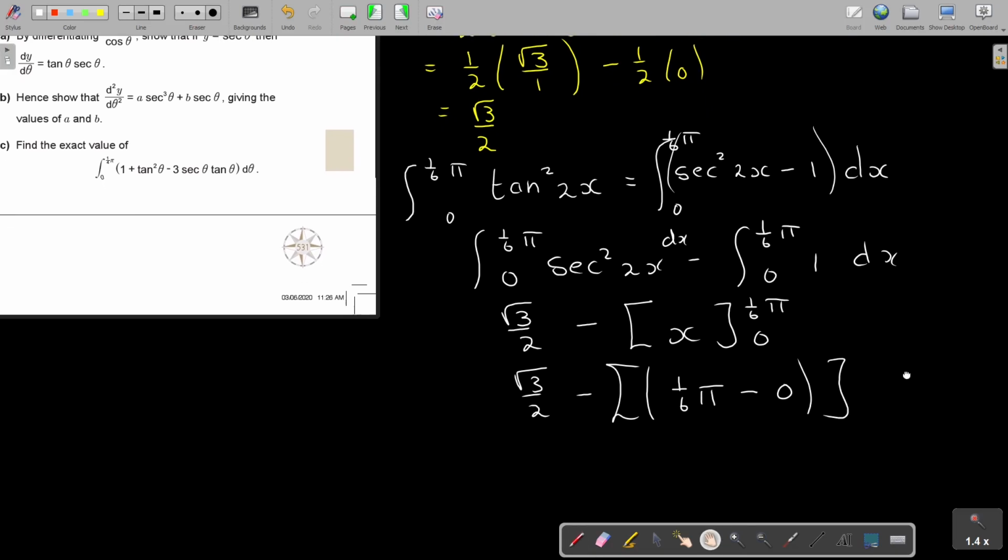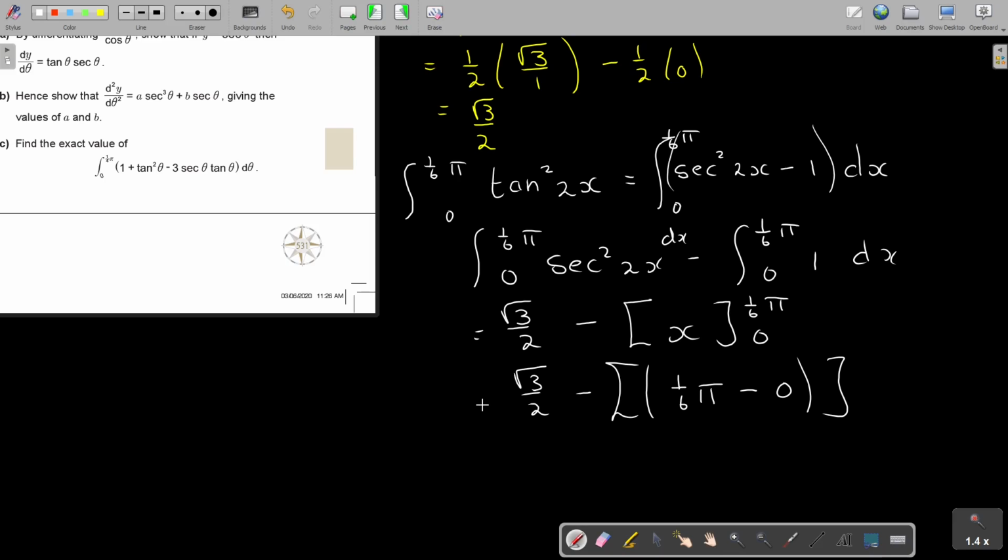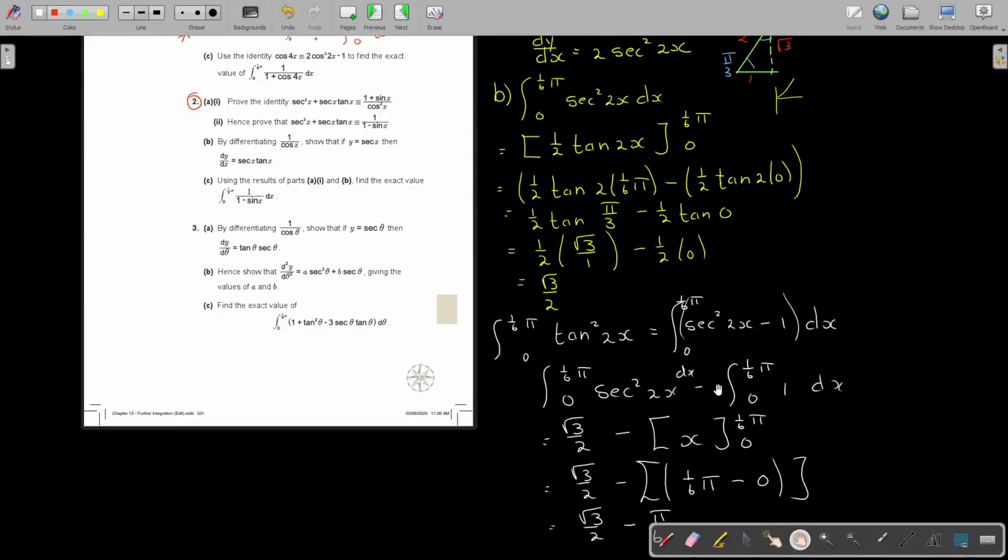And that is going to give me square root 3 over 2 minus pi over 6. And that is going to be my final answer. Okay, let's look at number C.